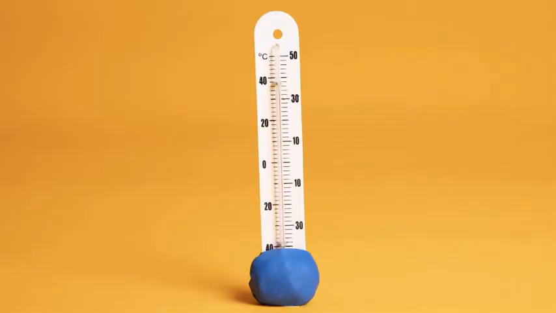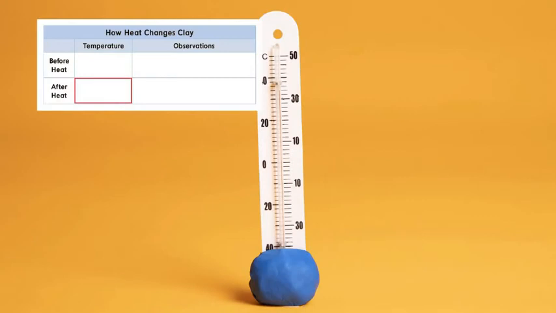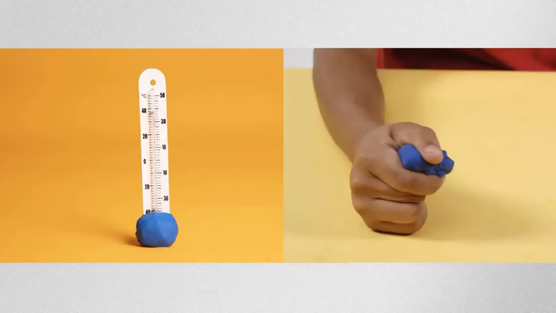Let the clay sit on the thermometer for 20 seconds. After 20 seconds, read the measurement on the thermometer. Record the temperature in the table. Then, make observations using your sense of sight and touch.